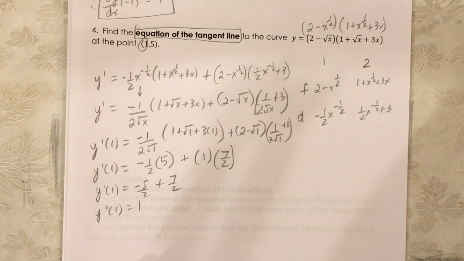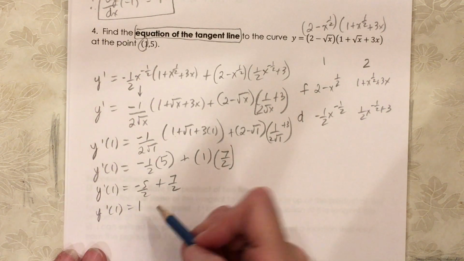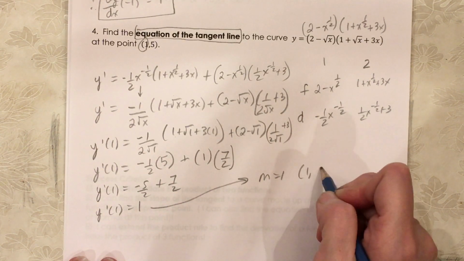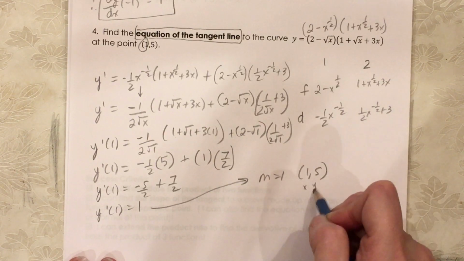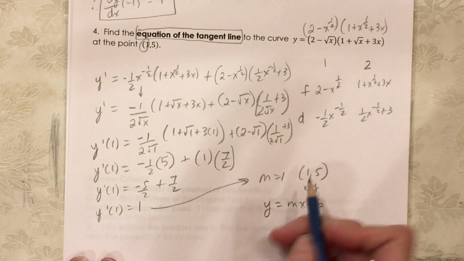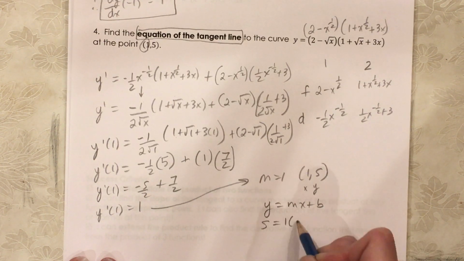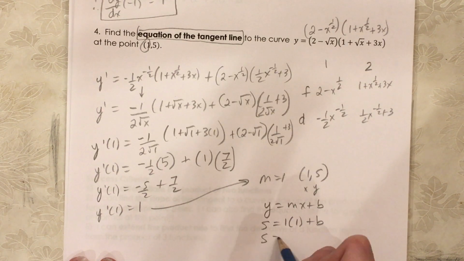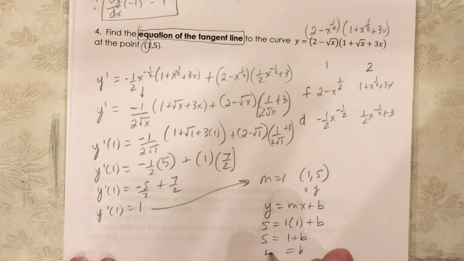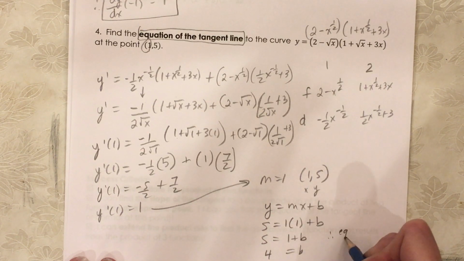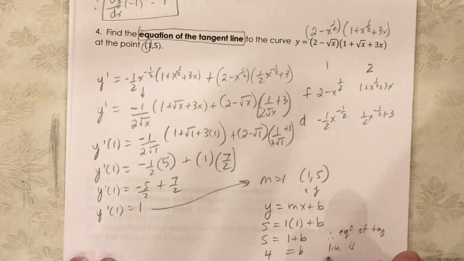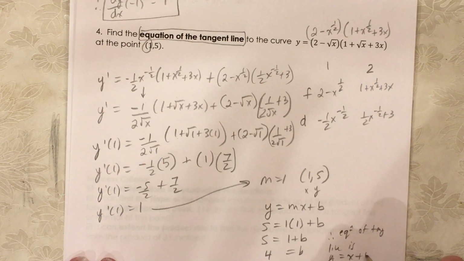So we know our slope of the tangent is 1. So that's nice. So m is 1. We know the point 1,5, so y equals mx plus b looks like an easy way to do this one then. So 5 equals 1 times 1 plus b. 5 is 1 plus b. B is 4. So therefore, the equation of the tangent line is y equals x plus 4.